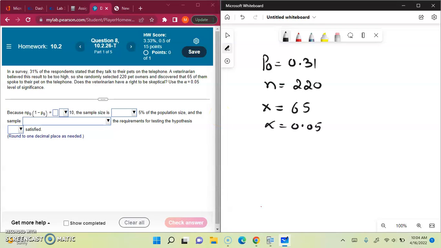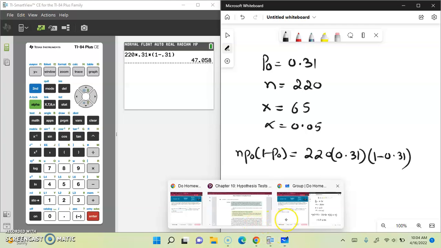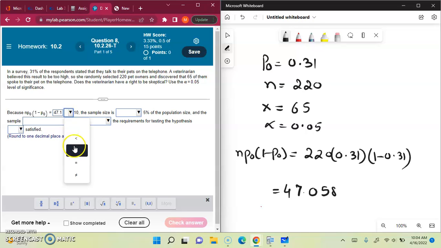First, we have to verify the conditions in this question. So n times p naught times 1 minus p naught should be more than 10, right? So n is 220 times 0.31 times 1 minus 0.31. You guys have your calculator, calculate that. So we have it to be 47 point something. We need to just check that we are more than 10. They are saying 1 decimal place, so I'm going to write 47.1, which is clearly more than 10.